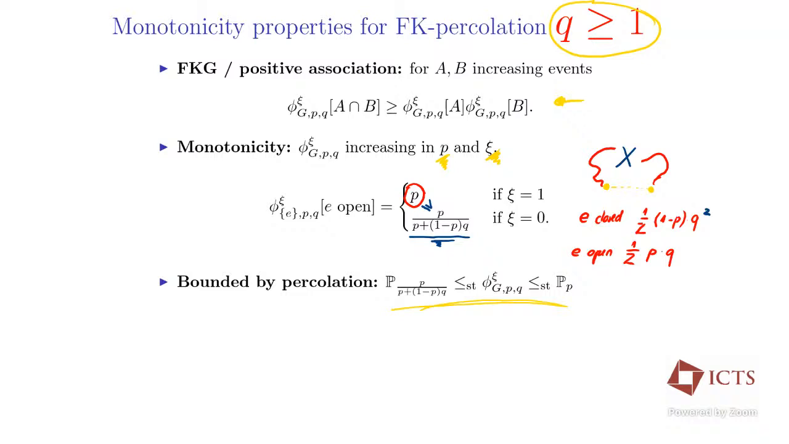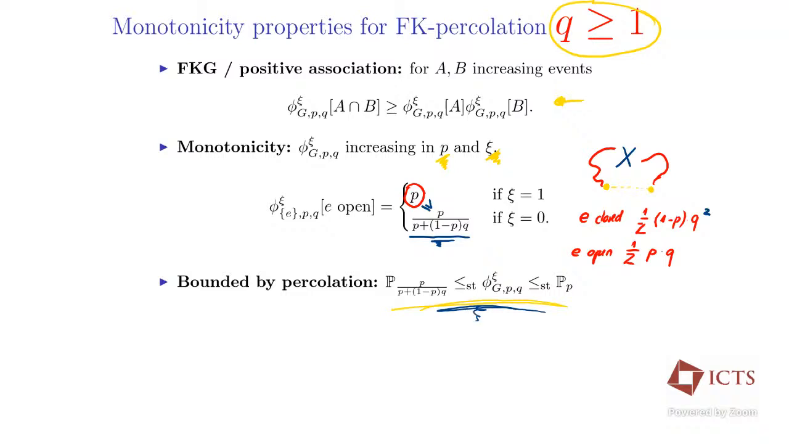You see that this is indicative of this FKG and positive association property and the monotonicity. And that's more or less all I'm going to say about it. Basically, this computation also shows you immediately this fact here.